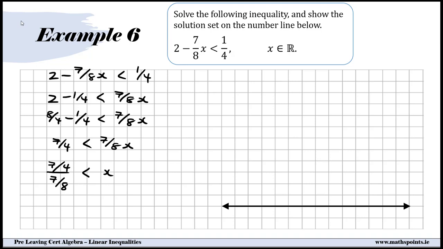And then we can come over to the side of the page to do a quick calculation of what 7 over 4 divided by 7 over 8 would be. Remember, when we're dividing fractions, we can invert, or turn upside down, the second fraction and multiply it. So 7 over 4 times 8 over 7 would be the same thing. 7 times 8 is 56, and 4 by 7 is 28. And so 7 over 4 times 8 over 7 is actually the number 2. And so our solution is that x is greater than 2.